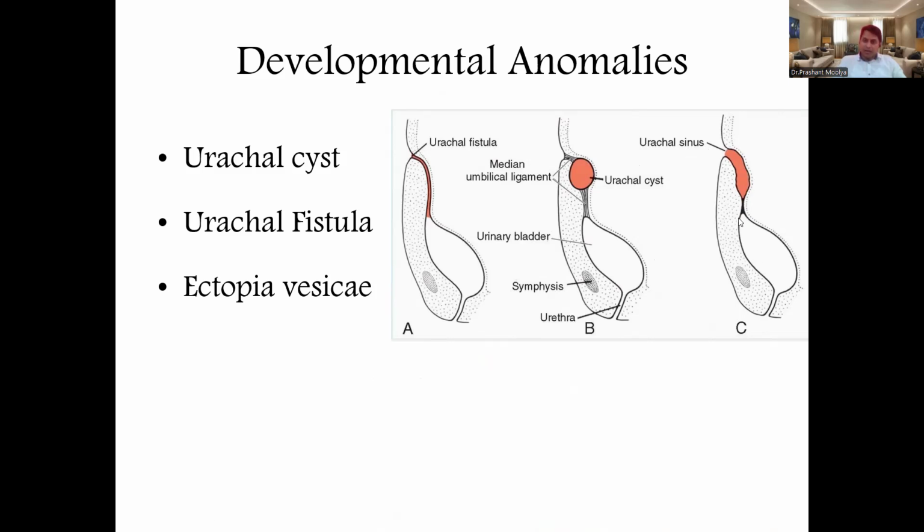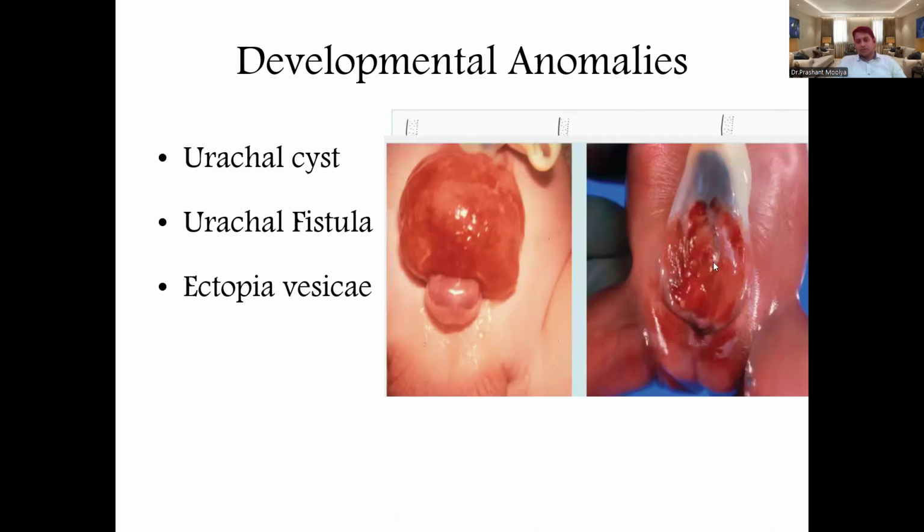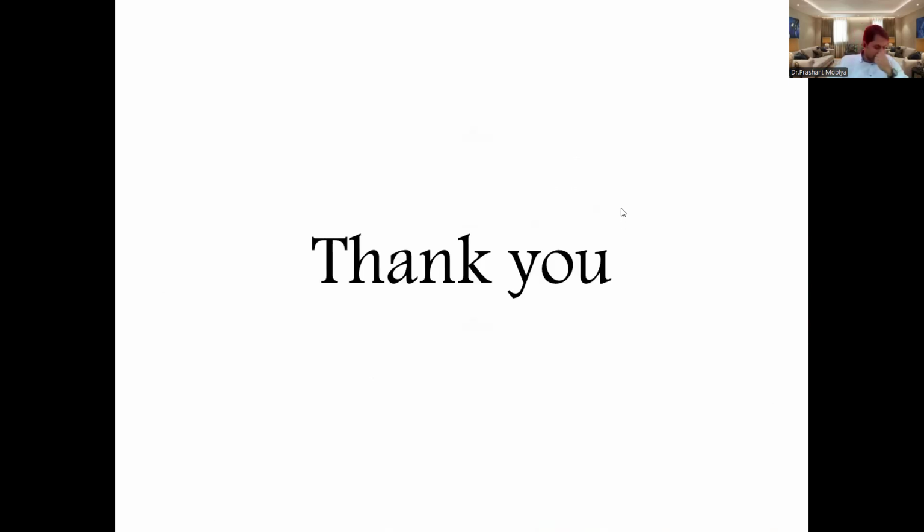And if the bladder opens up to the exterior by the failure of fusion of the anterior abdominal wall, it leads to ectopia vesicae. So this is how the ectopia vesicae looks like. The bladder is facing outside. So that's all about the development of kidney, ureter and urethra. Thank you.